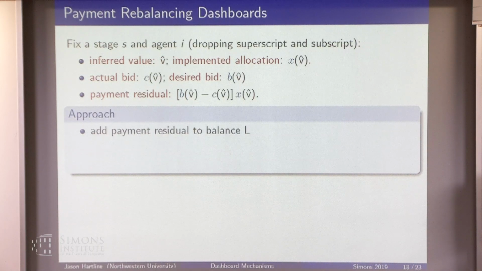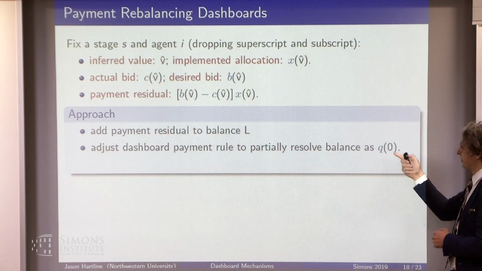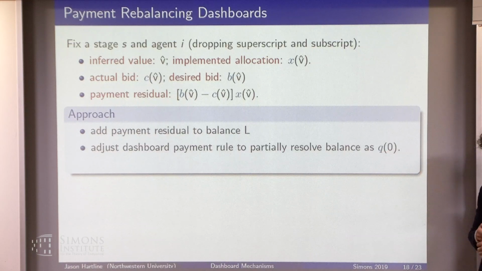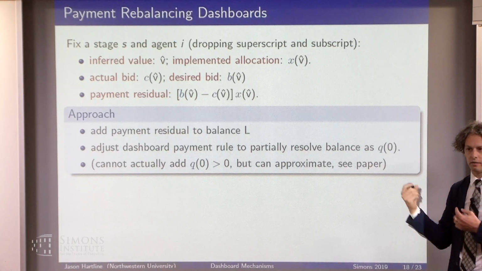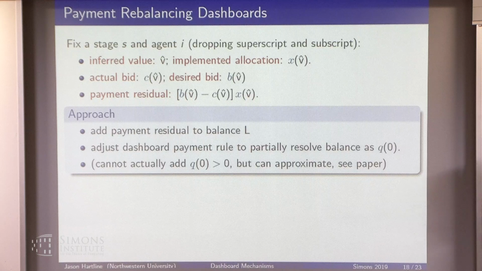That's sort of how much wrong we had, how much the payments were wrong. Okay? So I'm just going to, every round, add the payment residual to a balance, adjust the dashboard payments by putting this into the P0 term, the payment you pay with value 0. That doesn't quite work, as I said, but we can approximate that, and you can see the paper for the details on how to approximate that.